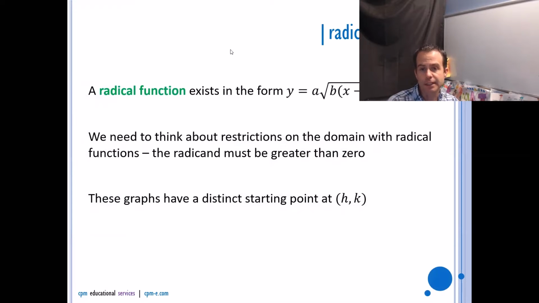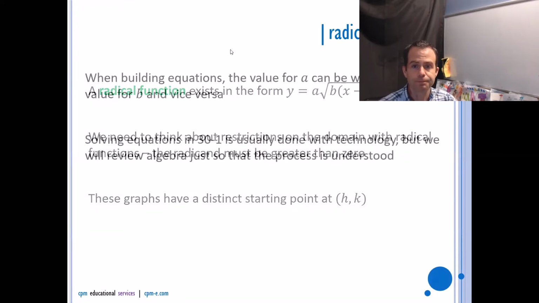These graphs have a distinct starting point, and that would be at (h, k), because originally, if we look at the base function of y equals the root of x, that started at (0, 0). Okay, so if I then move horizontally h units right or left and k units up or down, my new starting point is going to be at (h, k).